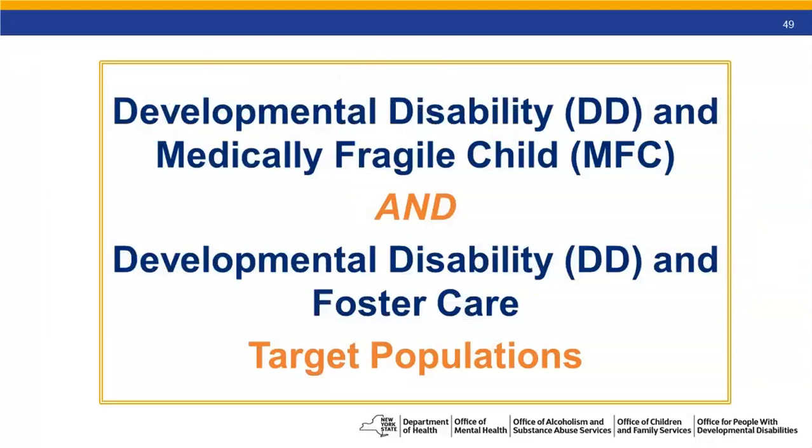So I know this is a lot of information, but I hope it's helpful that it's broken down by target and the 3 steps that you need. And so we're going to talk quickly about the developmental disability MedFrag and the DD and foster care target population, because both of these are completed by the DDRO. It's incumbent upon the Health Home Care Manager in CES to gather the documentation and work with the family and providers to provide that information to the DDRO. And we're going to go through how you work together here.